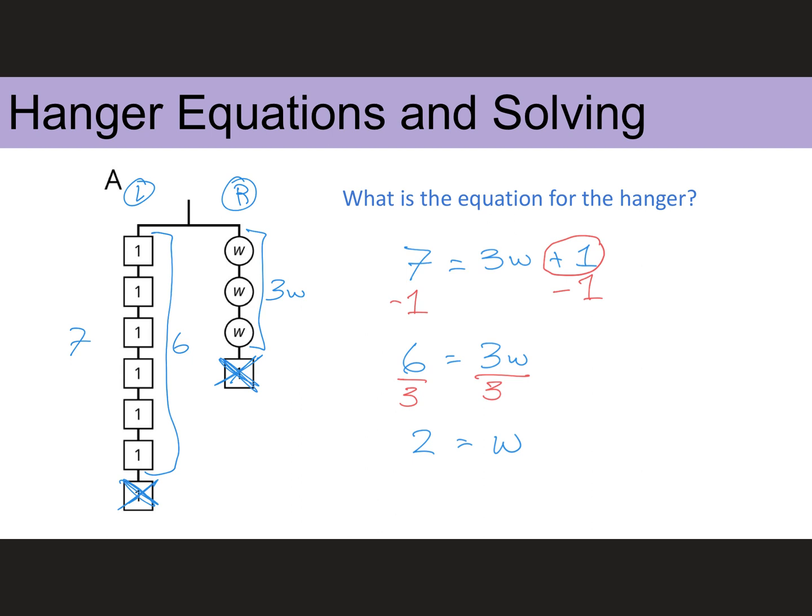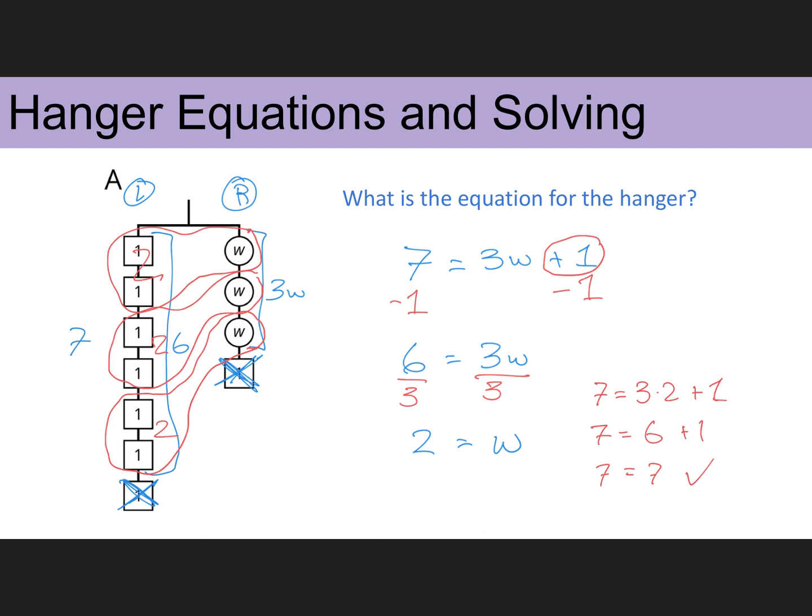Now, what did that mean over here? Well, I divided everything by 3. So I'm going to divide this by 3, and then I divide that by 3. So each of these w's you can see is equal to 2. Again, I can check my work. 7 is equal to 3 times 2 plus 1. Does that work? Well, 7 is equal to 6 plus 1. 7 equals 7. Yes, w is equal to 2.